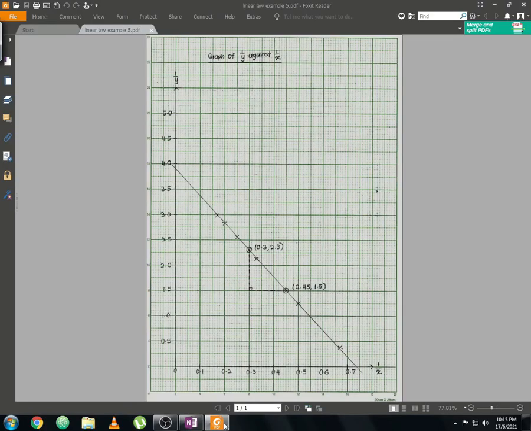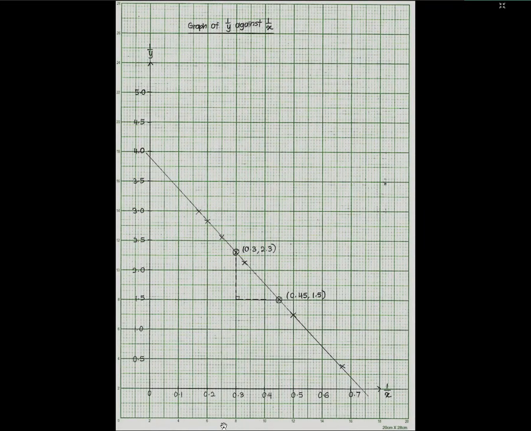Let me put this in the full screen mode. So this is the complete graph, guys. As you can see here, a graph of 1 over y against 1 over x. So 1 over y in this case is the y-axis, and 1 over x here is the x-axis, and as you can see here, the graph has a negative slope. So you should be getting your graph something like this. Okay, so let me close this for now.